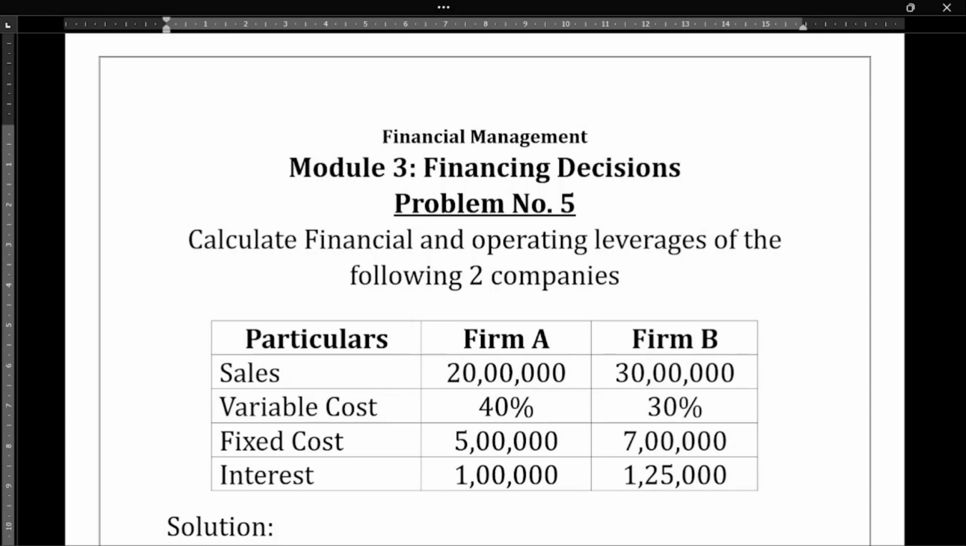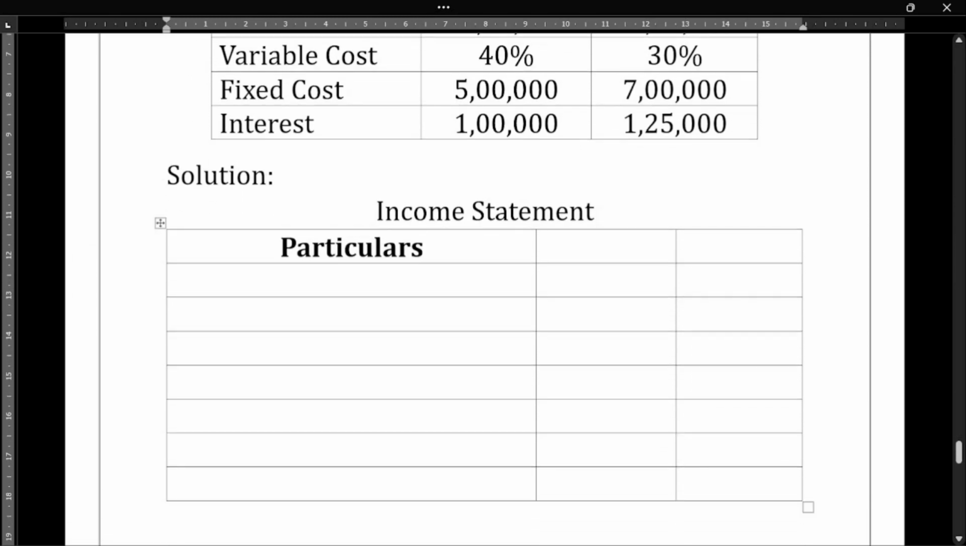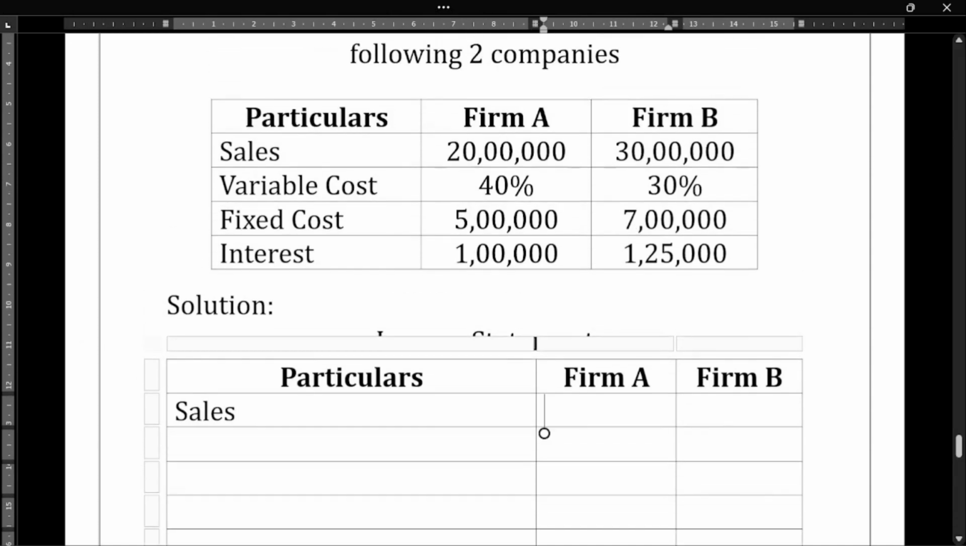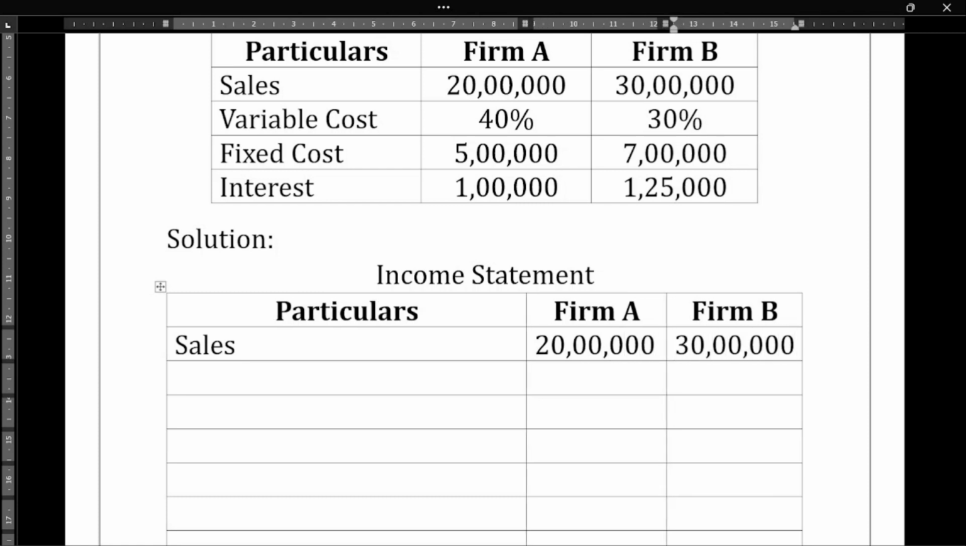They have given the sales of firm A and firm B, variable cost, fixed cost, and interest. Now let us try to solve this problem. In order to solve the problem, we'll have three columns: Particulars, firm A and firm B. First, always what will we take? We will take the sales. Check here. Firm A sales is how much? 20 lakh rupees. Firm B is 30 lakh rupees.